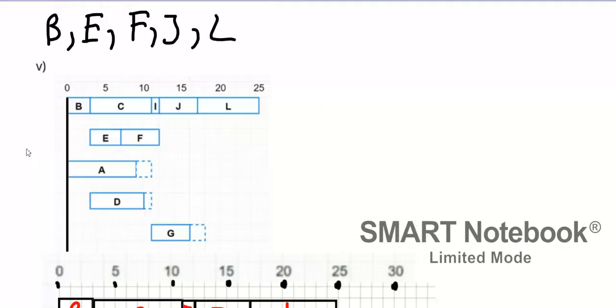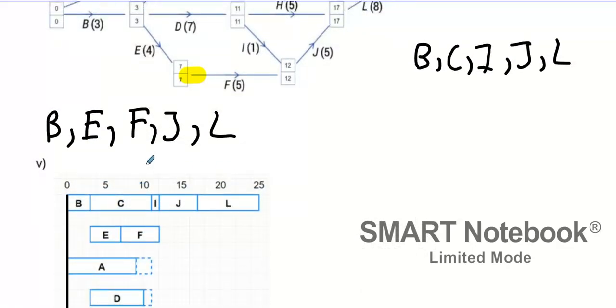Where does it break off? It breaks off right away from B, does it? It then rejoins at the end. So it's E and F I'm concerned about, isn't it? It's different than C and I. Okay, let's start with E and F.